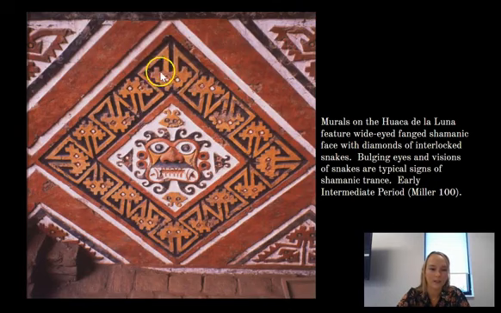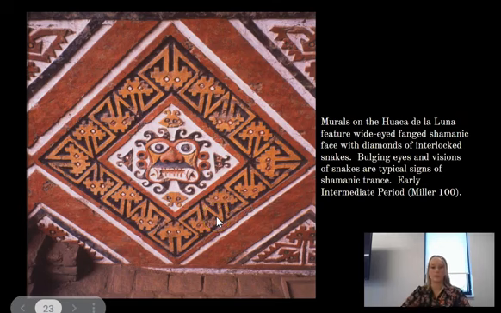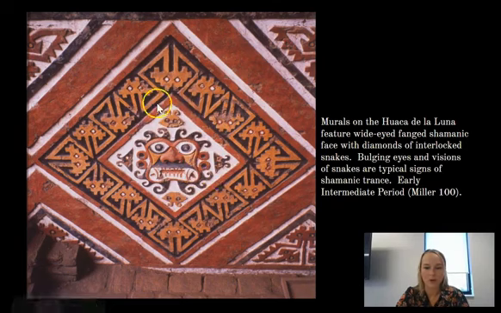We also have these snake-like motifs repeating zigzagged around the edges. So these are murals on the Huaca de la Luna with that wide-eyed fanged shamanic face with these interlocked snakes. These bulging eyes and visions of snakes are typical signs of shamanic trance. So this probably either depicts that decapitator god, or it could be a reference to shamanic trance.